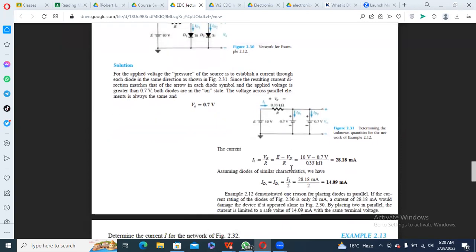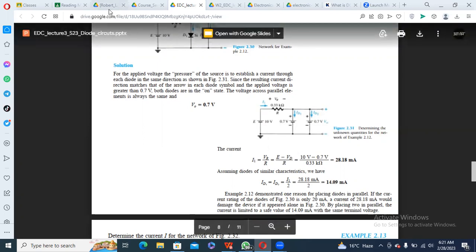So we will do this solution. In example 2.12, one reason which I got is that when the diodes are parallel, the current will be divided. Otherwise, the current of 28.18 milliampere would damage the device if it appeared alone in figure 2.3. So we place two silicon diodes, and the current will be divided, and our device cannot be damaged.